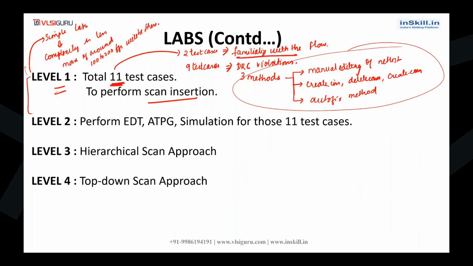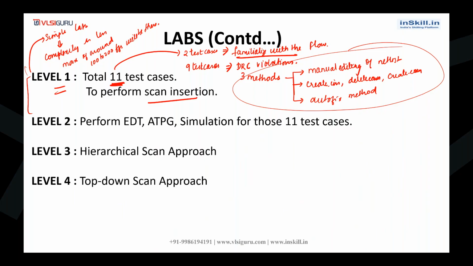Familiarize with the flow. For example, what is scan insertion? Scan insertion means normal flops will be converted to scan flops and scan chains will be stitched. If you want to do this using Tessent tools, you need to follow a set of steps. That is what is called a flow.